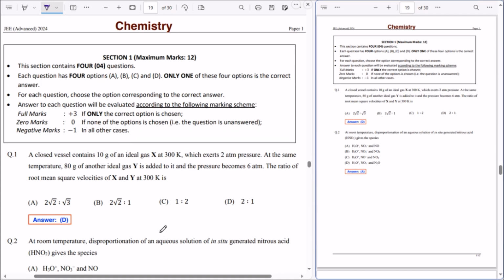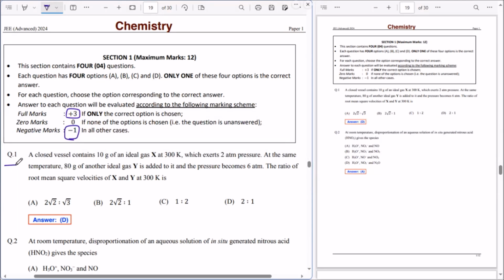Answer to each question will be evaluated according to the following marking system. If you choose correct option, then you will get +3 marks. If you do not attempt, there will be no marks. If you choose wrong answer, you are going to lose 1 mark, that is negative mark -1. Let us see the questions.